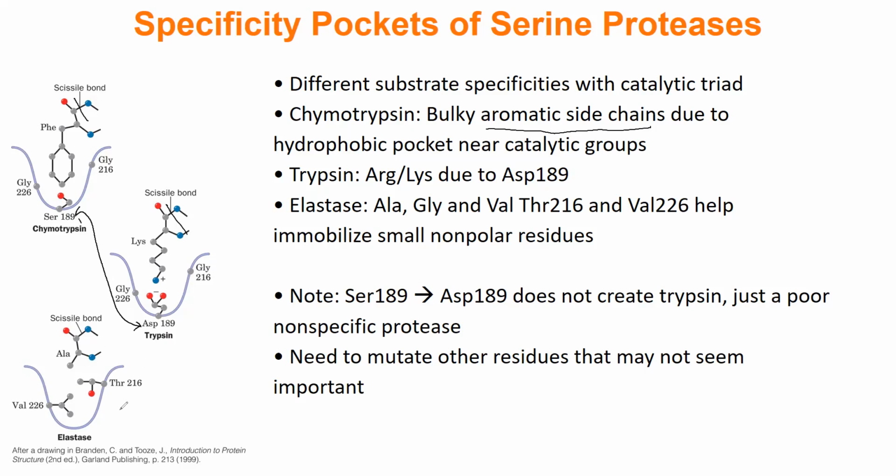Our last specificity pocket is elastase. What elastase cuts after are alanine, glycine, and valine. So small hydrophobic amino acids, and in the pocket we have small hydrophobic amino acids. So again, helping that bonding there. So that's a review on serine proteases. They cut proteins, and there are 3 major types of serine proteases.